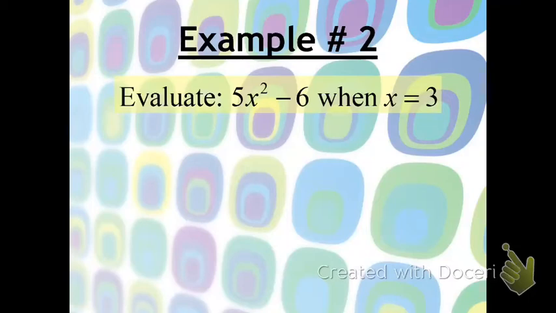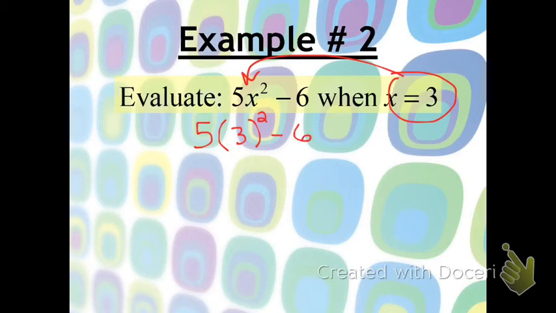Another type of problem that involves using order of operations is evaluating expressions. When you evaluate, you just take one additional step where you're given a number to substitute, or to plug in, for a variable. So all we're going to do is rewrite the 5x squared minus 6, but we're going to be replacing the x with the 3, since it tells us that x equals 3. Always use parentheses like this when you substitute.